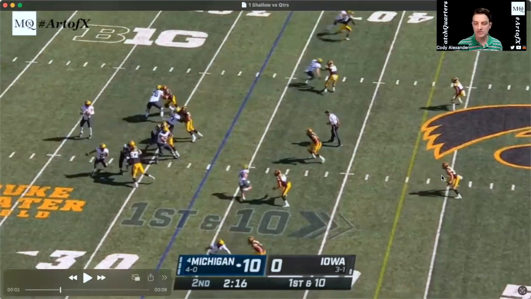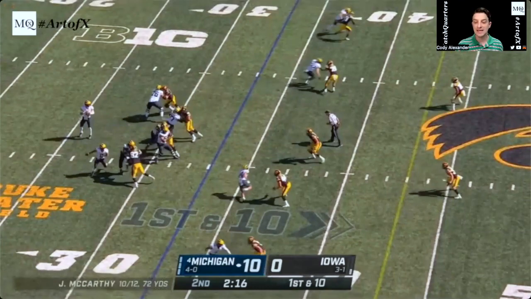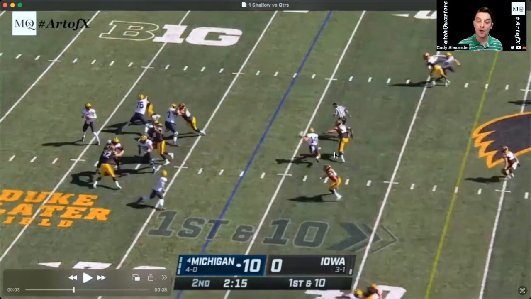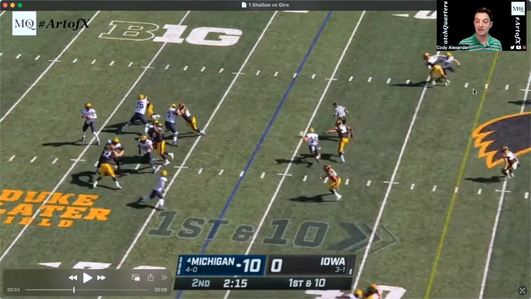Iowa is a quarters system. They see all the tricks. The safety does a great job. He's going to stair step with it. Notice how he's tracking it. Once he makes contact with the Mike, he knows he's not coming back vertical. So we're not getting a wide cross or any kind of deep crossing route. It's not going to turn into a climb route.